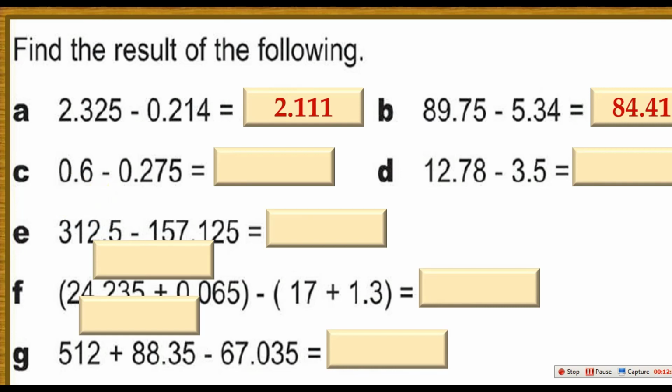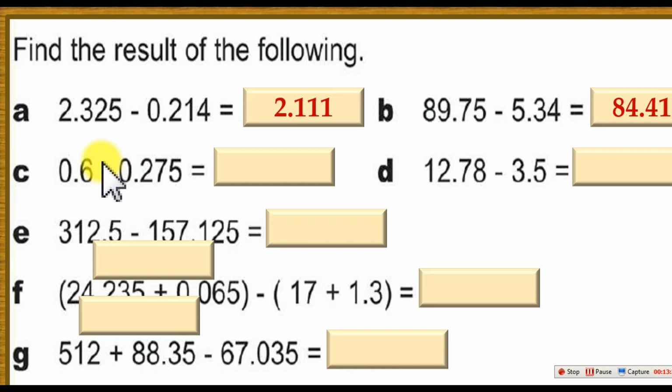0.6 or 6 tenths minus 275 thousandths. Thousandths. What shall we do? We must have equal parts. Excellent. So we will put 2 zeros to the right of 6. Put 2 zeros here to the right of 6.